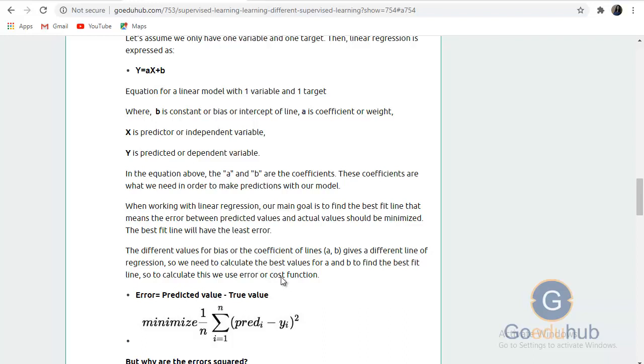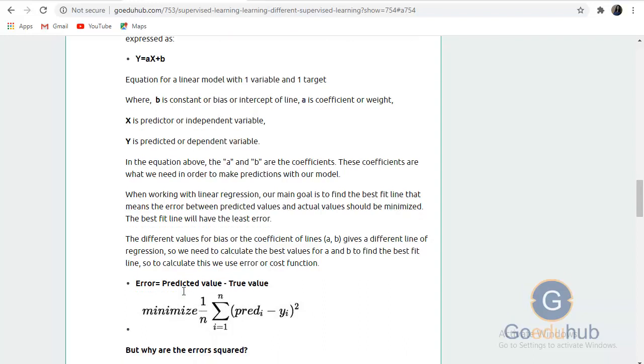How will we calculate the error? Error is calculated as the predicted value minus the true value. Or you can use this formula: minimize the predicted value minus the actual value, then square it and divide by n. That is the mean square error. This is the simple error, but generally we use the squared error.